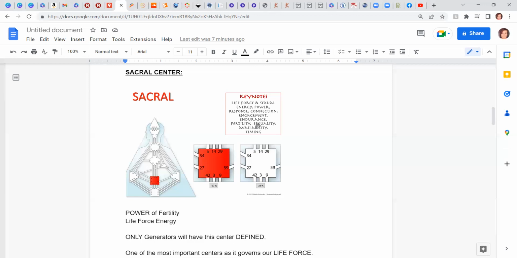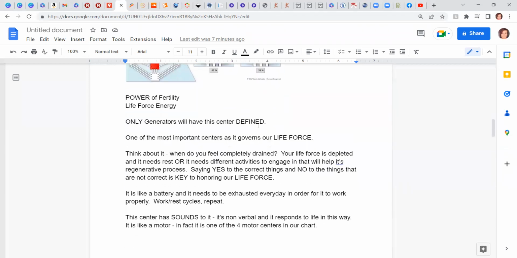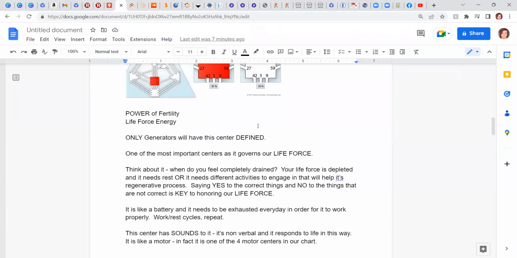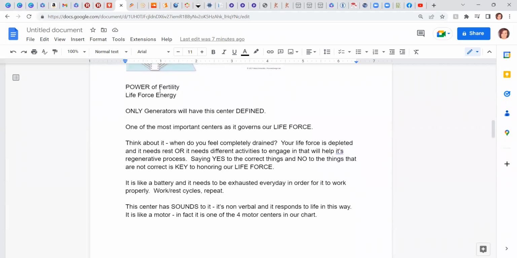To not get tired as often, as the other non-energy types, to have the power of this energy. Again, I'm not saying that that's the end all be all. I'm just saying that that is what Ra has mentioned, and ultimately, we get to make our own decisions on that. But it's a power of fertility, life force energy.